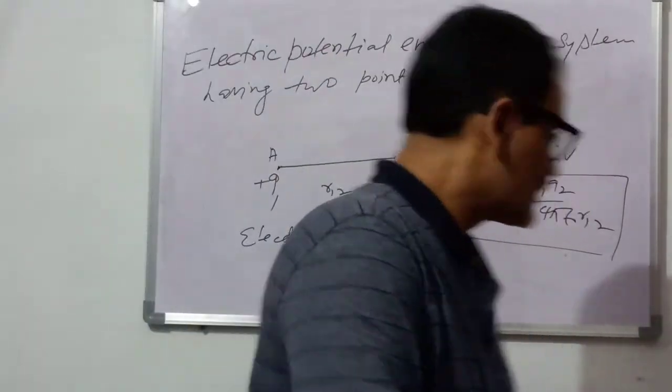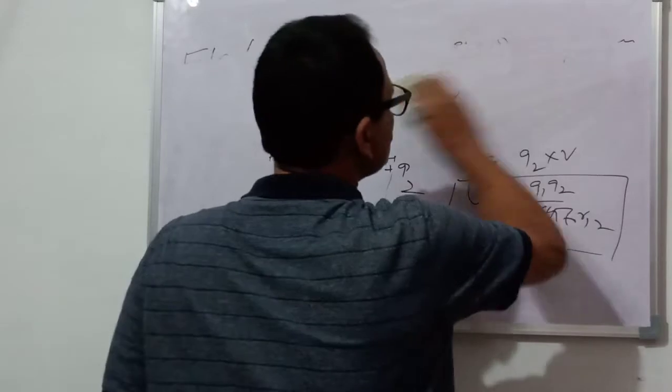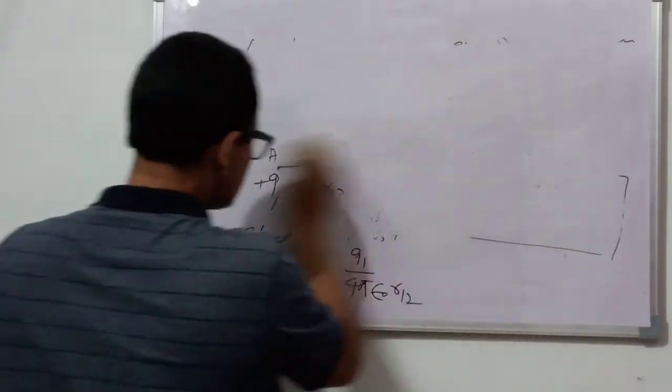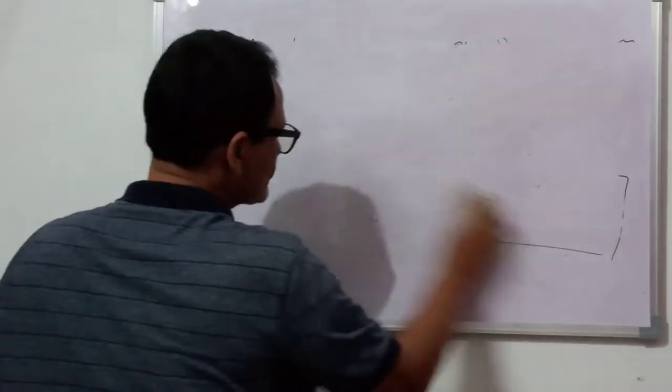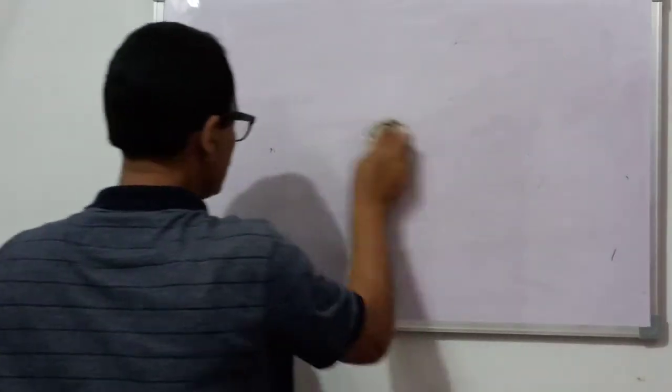Now I am going to explain the last topic, that is the potential energy of the dipole placed in a uniform electric field.